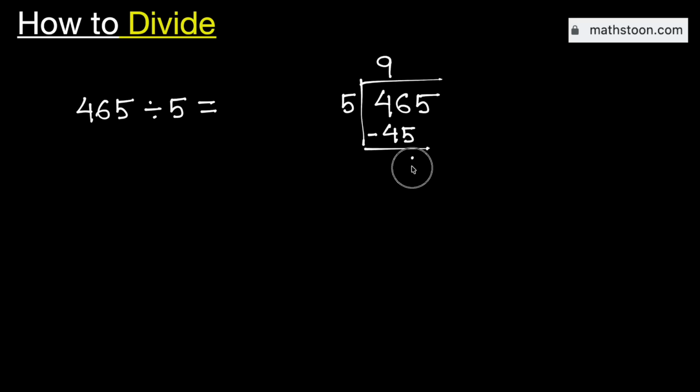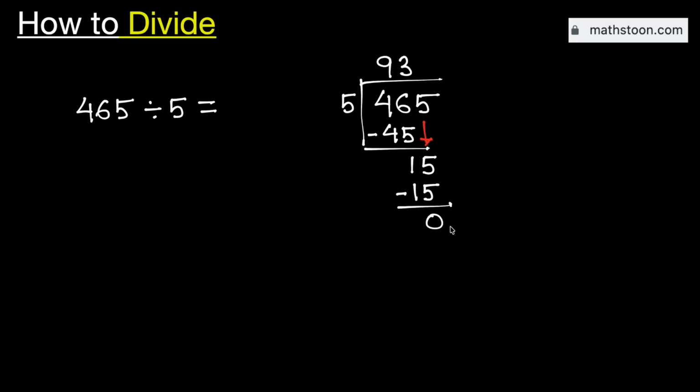Subtract, we get 1. Now 1 is less than 5. That is why we will bring down this number 5 here. And we know that 5 times 3 is 15. Subtract, we get 0.